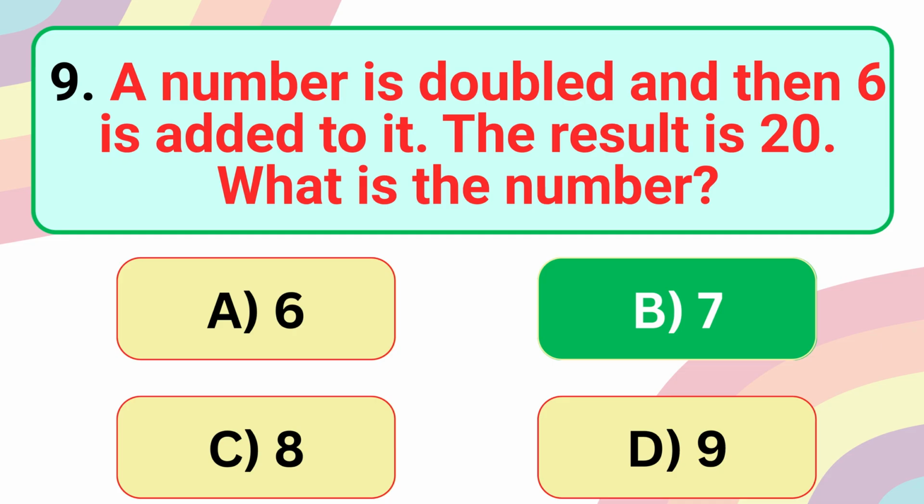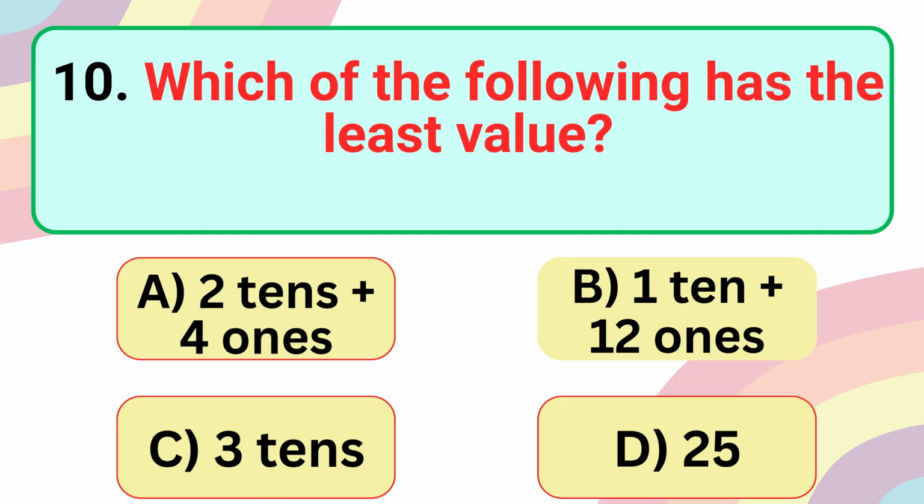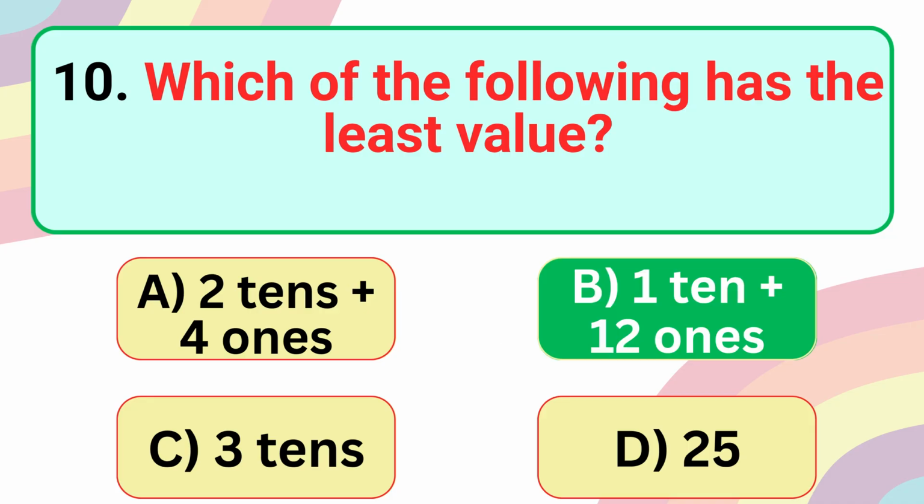Answer B, 7. Which of the following has the least value? Answer B, 1, 10 plus 12 ones equals 22.